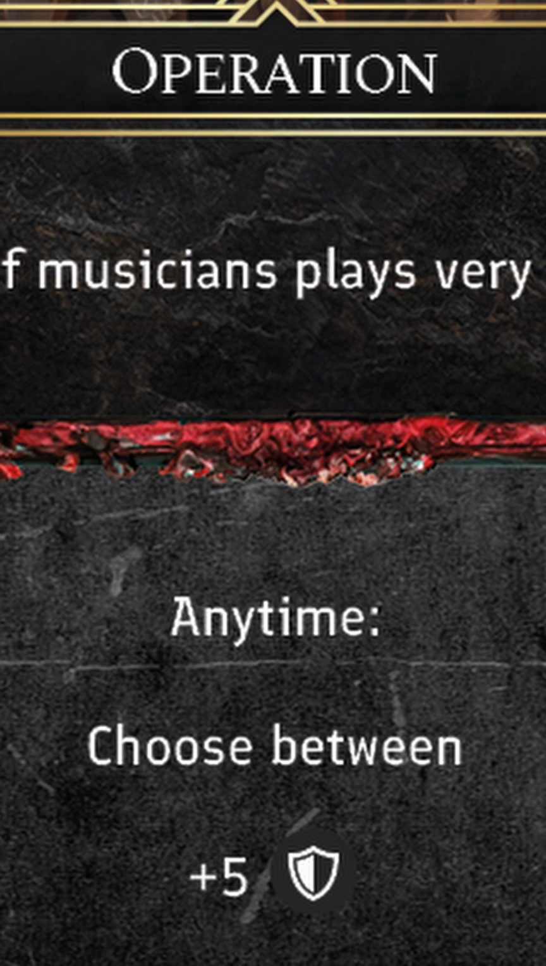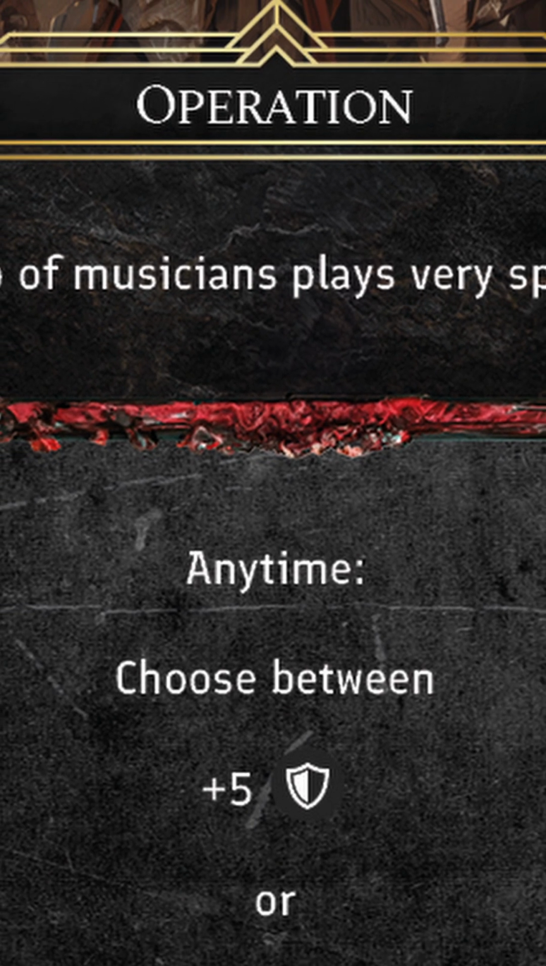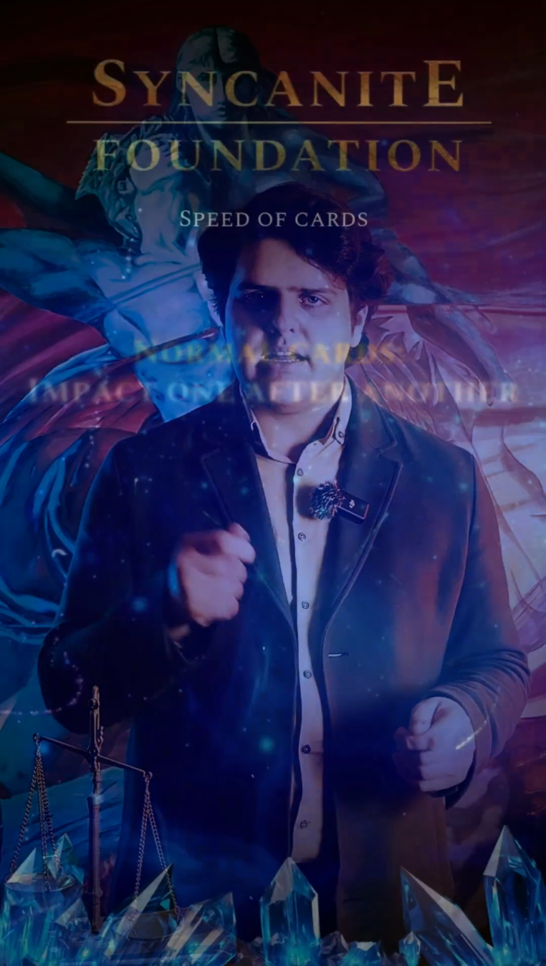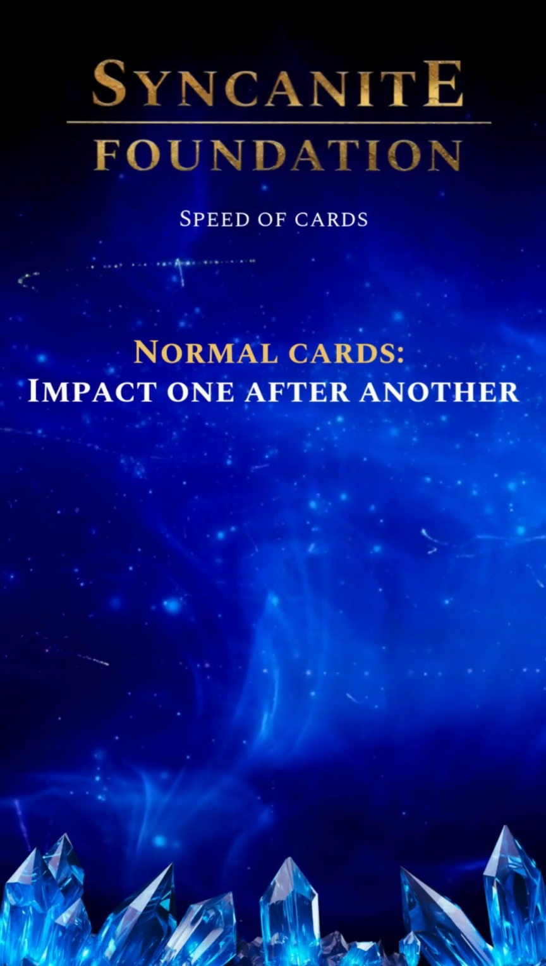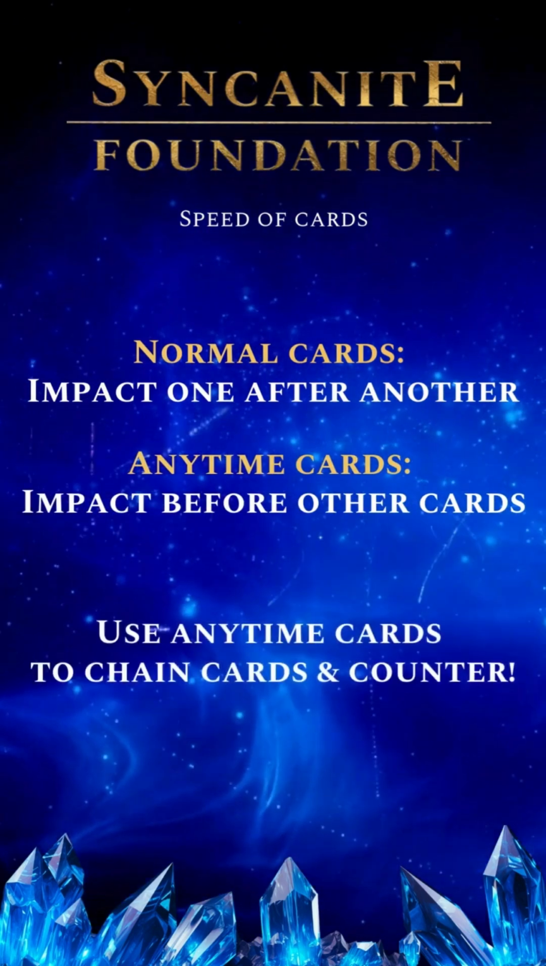In addition, there is always an operator called anytime. If you are dealing with an anytime card, it also has a corresponding speed. That means normal cards are handled normally. Anytime cards are always handled before the other cards. This means you can chain here. That means with an anytime card, you can also counter an anytime card. But an anytime card must be countered with at least another anytime card, not with a normal card.